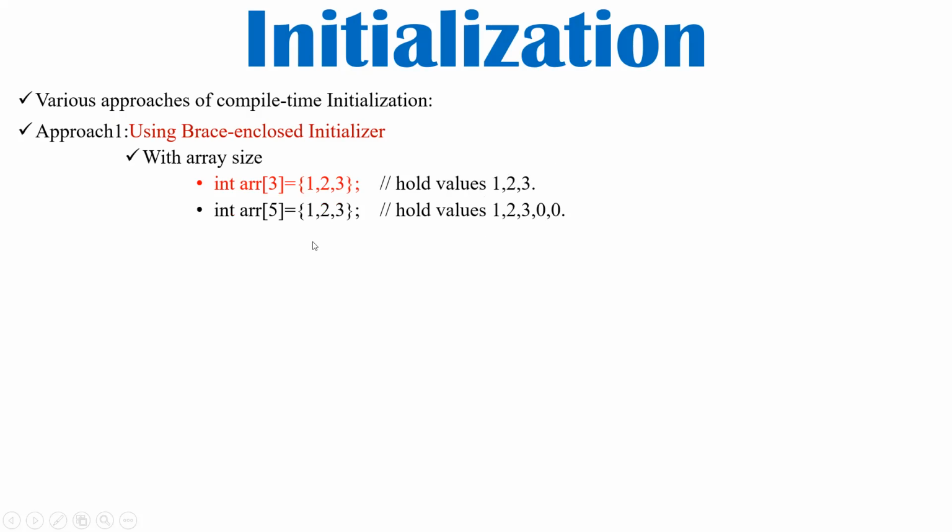The next type is an array of 5. Here I gave the values 1, 2, 3, but the array size is 5. I have initialized only 3 values, so the remaining values will be automatically initialized with 0. Next one is without array size. How to initialize an array: int array, here I didn't specify any size. I initialized it, which means it will automatically create the array size as 3. It will store the elements 1, 2, 3.